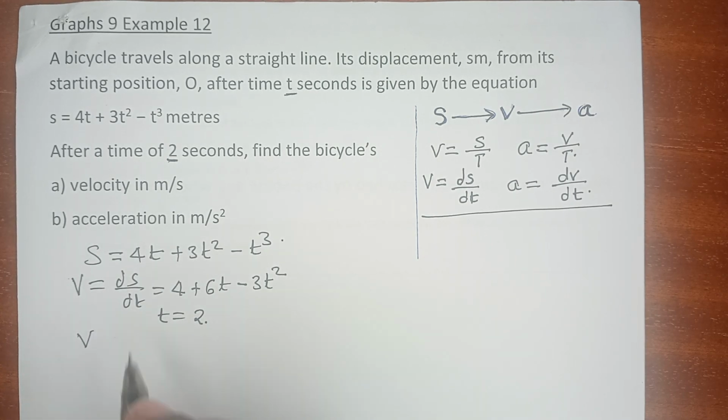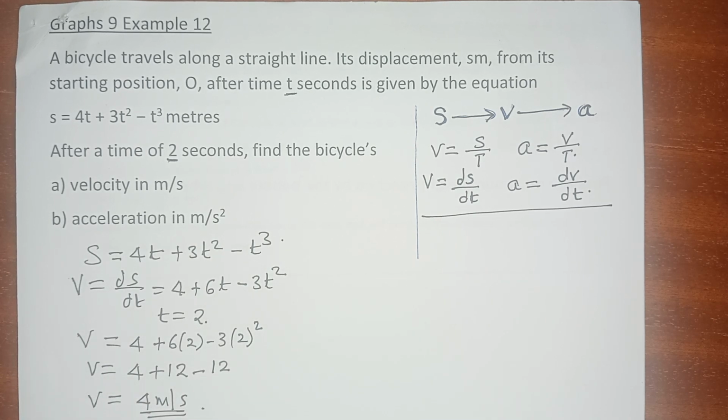So velocity after 2 seconds is going to be 4 plus 6(2) minus 3(2) squared. And basically v is equal to 4 plus 12 minus 12, because this is 2 squared, 4, times 3 is 12. 12 minus 12 is 0, and therefore we can easily say velocity is 4 meters per second after time 2 seconds. That is part A of that question.